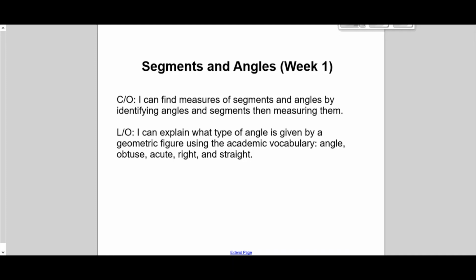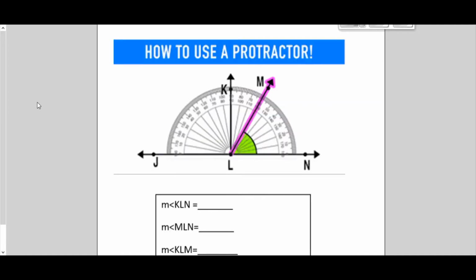So in this video, I'm just going to finish up segments and angles. We're going to go over how we measure angles. In this video, I'm going to finish up a little bit of angles. I'm going to go over how we measure angles.